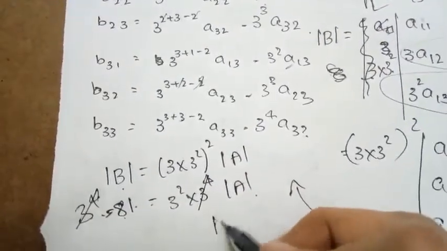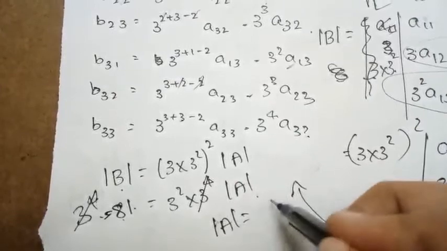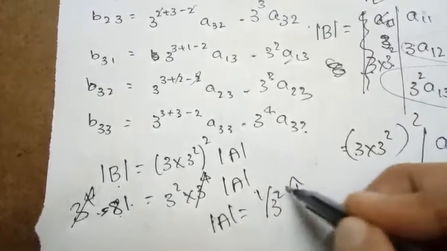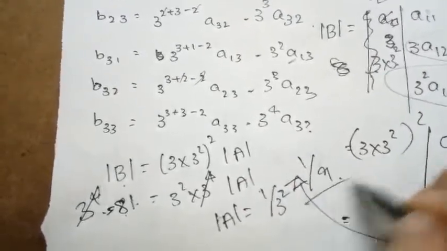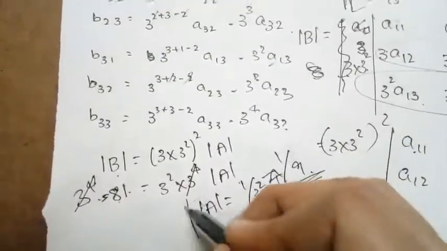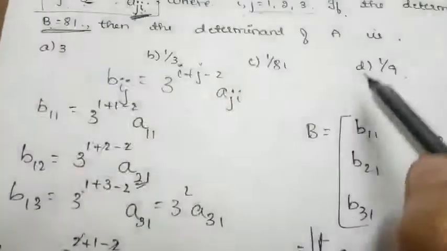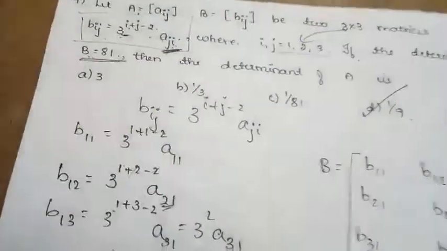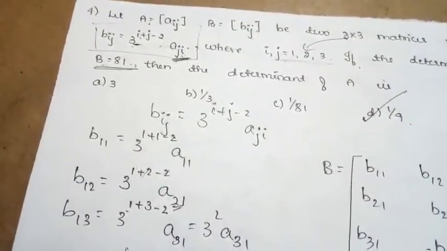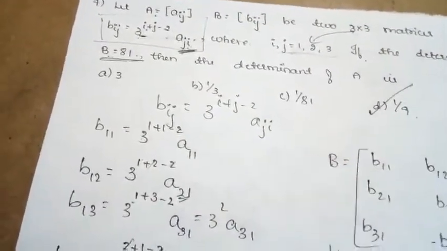So what is the value? The determinant value of A is equal to 1 by 3 square, which is nothing but 1 by 9. So clearly the determinant value of A is 1 by 9, which is our option D. So this is how we solve the question based upon determinants.